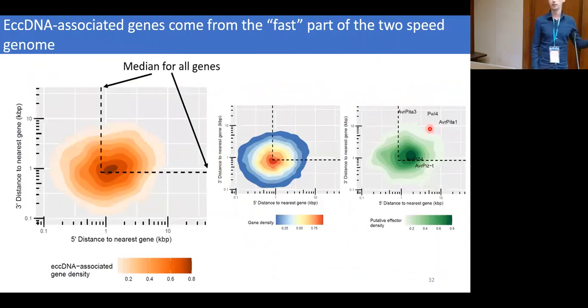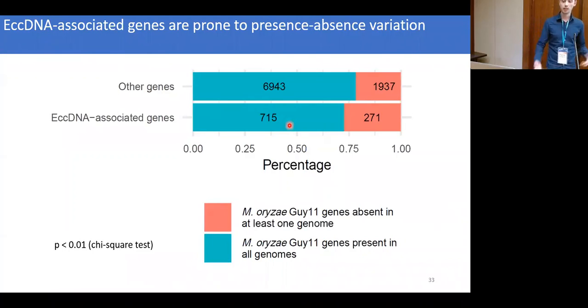And if you remember at the beginning of my talk, I talked a little bit about the two-speed genome and how we have these plots showing the nearest gene on the 5' and the 3' end. What I found was that, and it doesn't show up very well on the screen, these eccDNA enriched genes were largely shifted towards that fast part, the gene sparse and repeat rich part of the Magnaporthe genome. And finally, we also found that eccDNA associated genes are more prone to presence absence variation events than other genes, which we were also very excited to see.